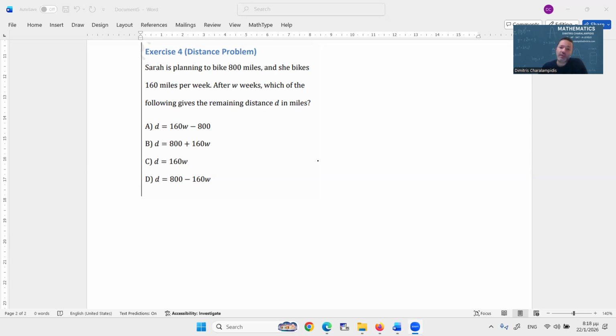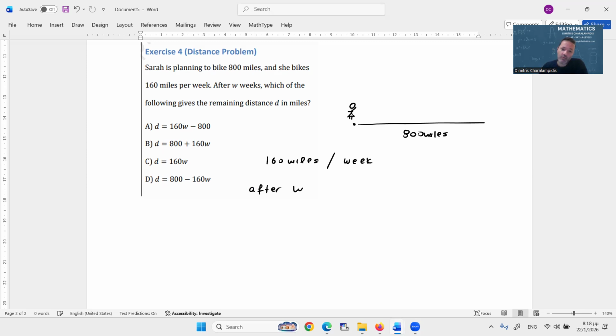So, assuming that here we have Sarah, she wants to bike a total of 800 miles. And she bikes 160 miles, so she will be biking 160 miles each week, per week. After W weeks, she will have biked 160 times W.